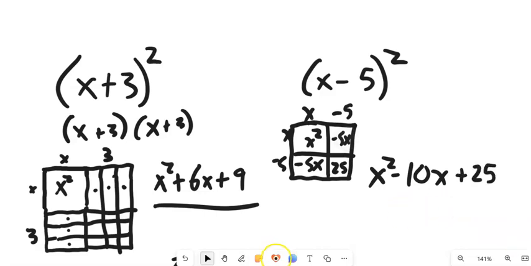So now take a second and notice, we've talked about this in class quite a bit. Notice the relationship between this, and that.